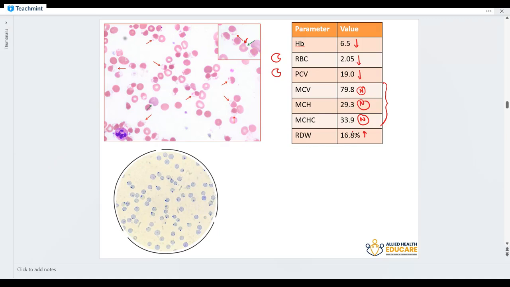So here in the picture, we see that the RBC count is low, and here is a special type of RBC. This is called a bite cell. This bite cell is a special, characteristic feature of G6PD deficiency anemia. We know that G6PD is an enzyme, glucose 6-phosphate dehydrogenase. It is an enzyme that helps produce NADPH.